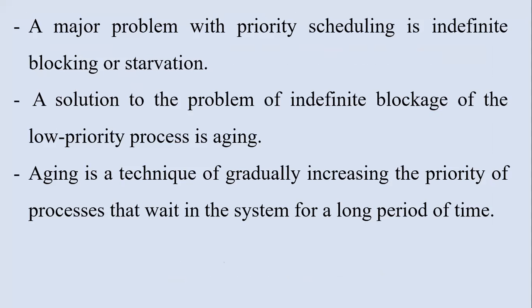A major problem with priority scheduling is indefinite blocking or starvation. A solution to the problem of indefinite blockage of the low priority process is aging. Aging is a technique of gradually increasing the priority of processes that wait in the system for a long period of time.